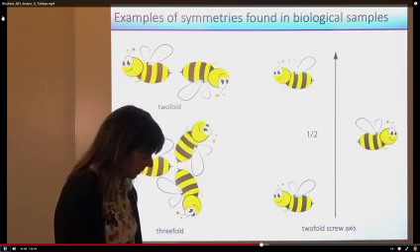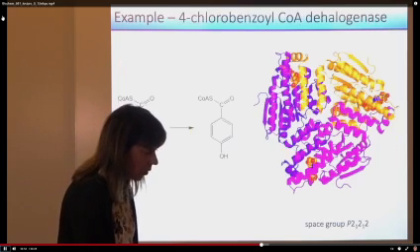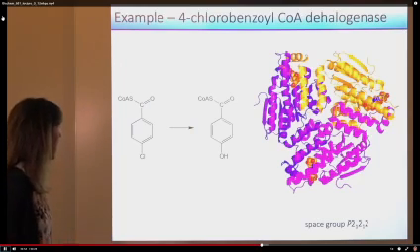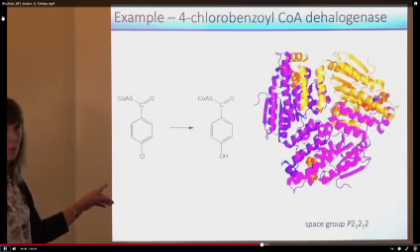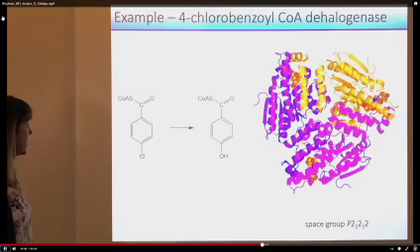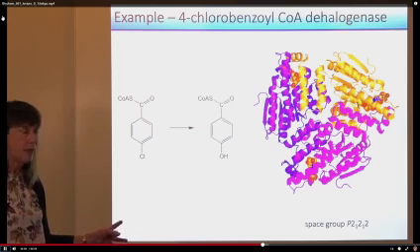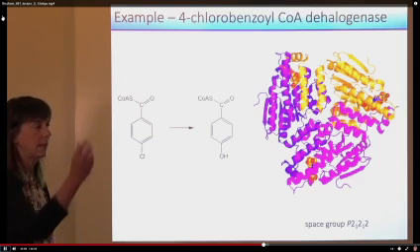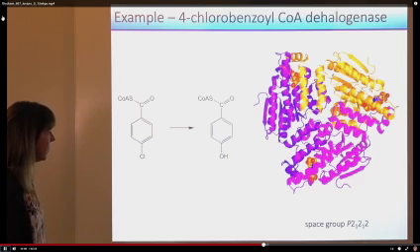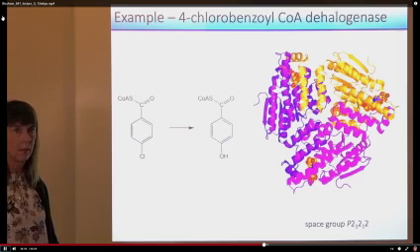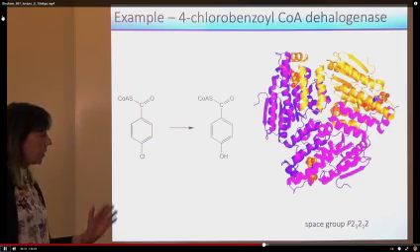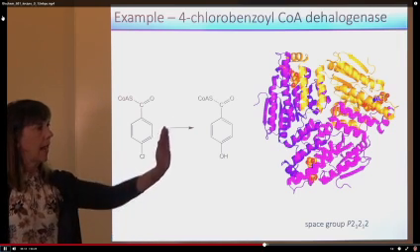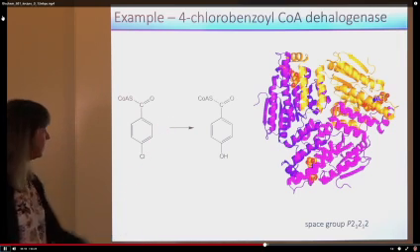Now I'm going to show you some examples. So this is 4-chlorobenzoyl-CoA dehalogenase, and I talked about this before. This particular protein crystallized in the space group P21212. What does that mean? It's a primitive space group. It has these 2-fold screw axes, so it's a rotation and a translation, and this is just a 2-fold. The 2-1 are screw axes, and it means you rotate 180 degrees and you translate it half along that unit cell edge.